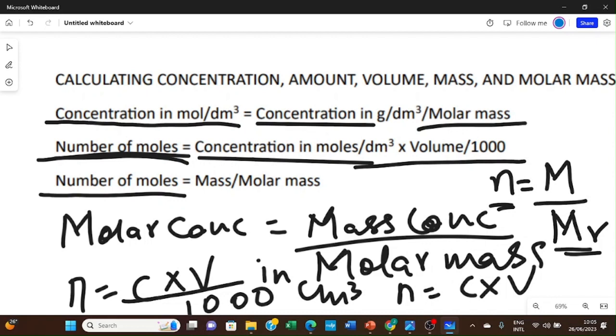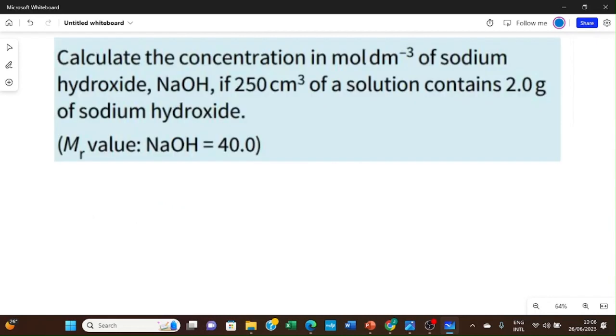So with this, I think we'll move over to solving problems when it comes to concentration in normal acid-base titration. This is a typical example. Example 1. Calculate the concentration in mole per dm cube of sodium hydroxide if 250 cm cube of its solution contain 2.0 gram of sodium hydroxide.